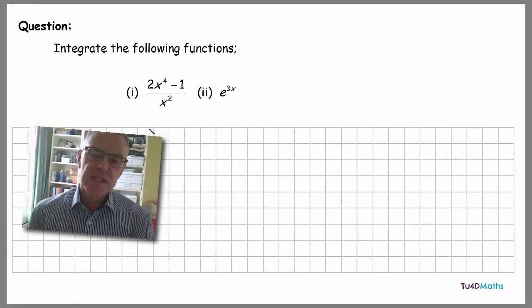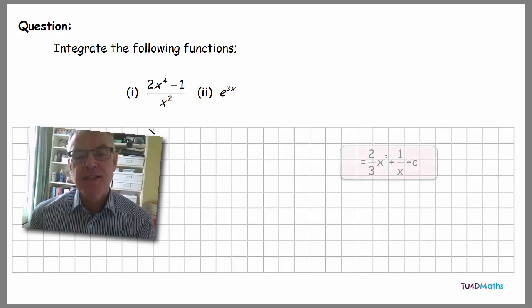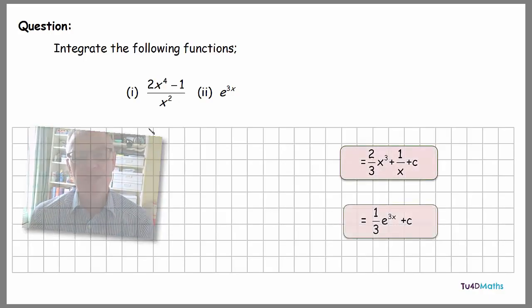So here's another question that you can try. In part 1, you're asked to integrate the function 2 times x to the power of 4 minus 1 over x squared. And in part 2, you're asked to integrate the function e to the power of 3x. And the answer to the two parts is given below. So once again, pause the video and try the questions.